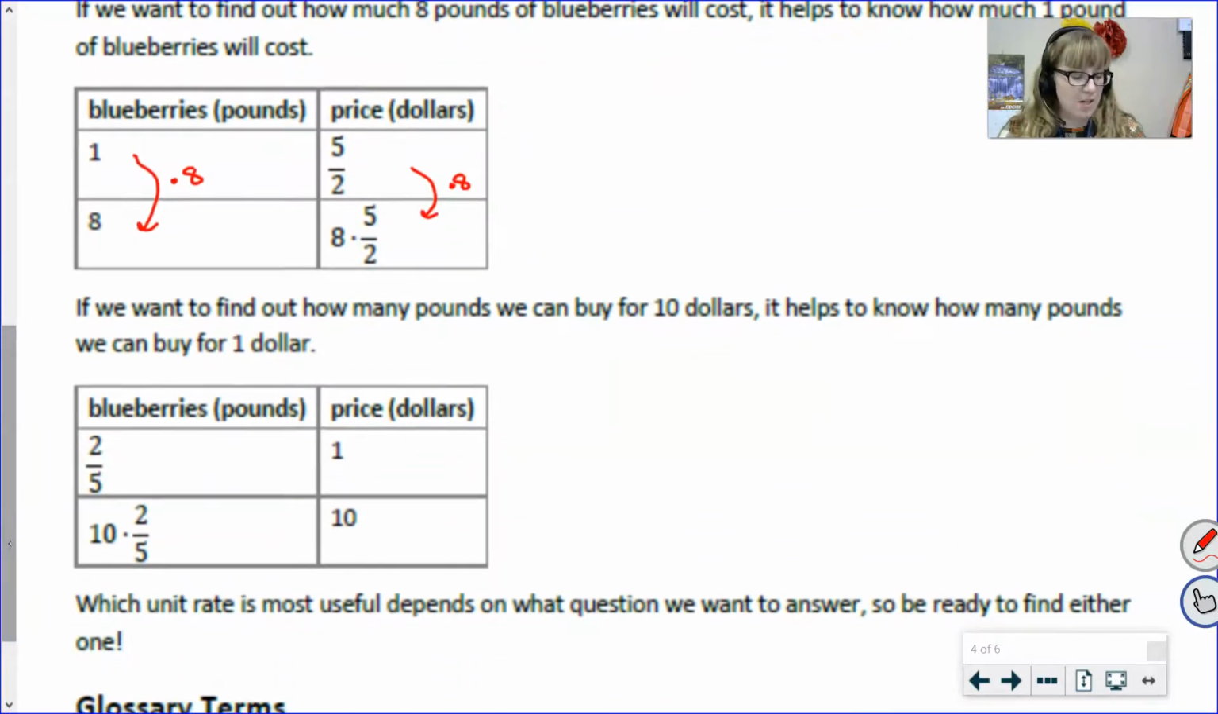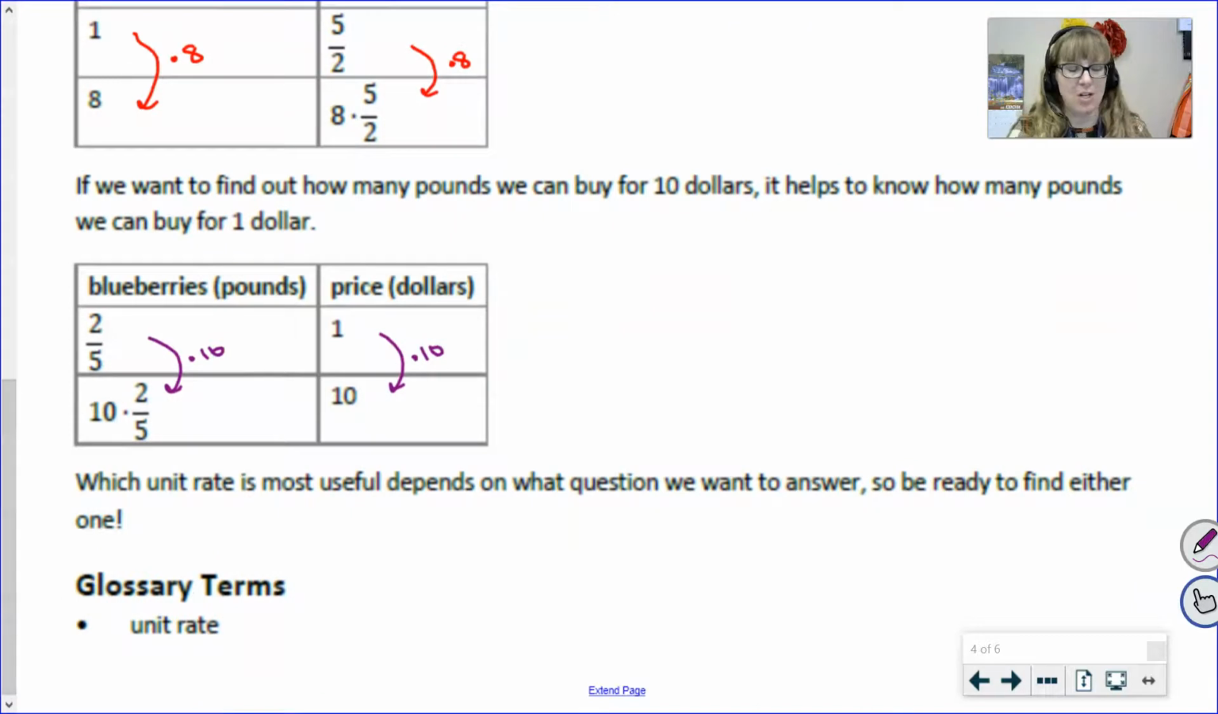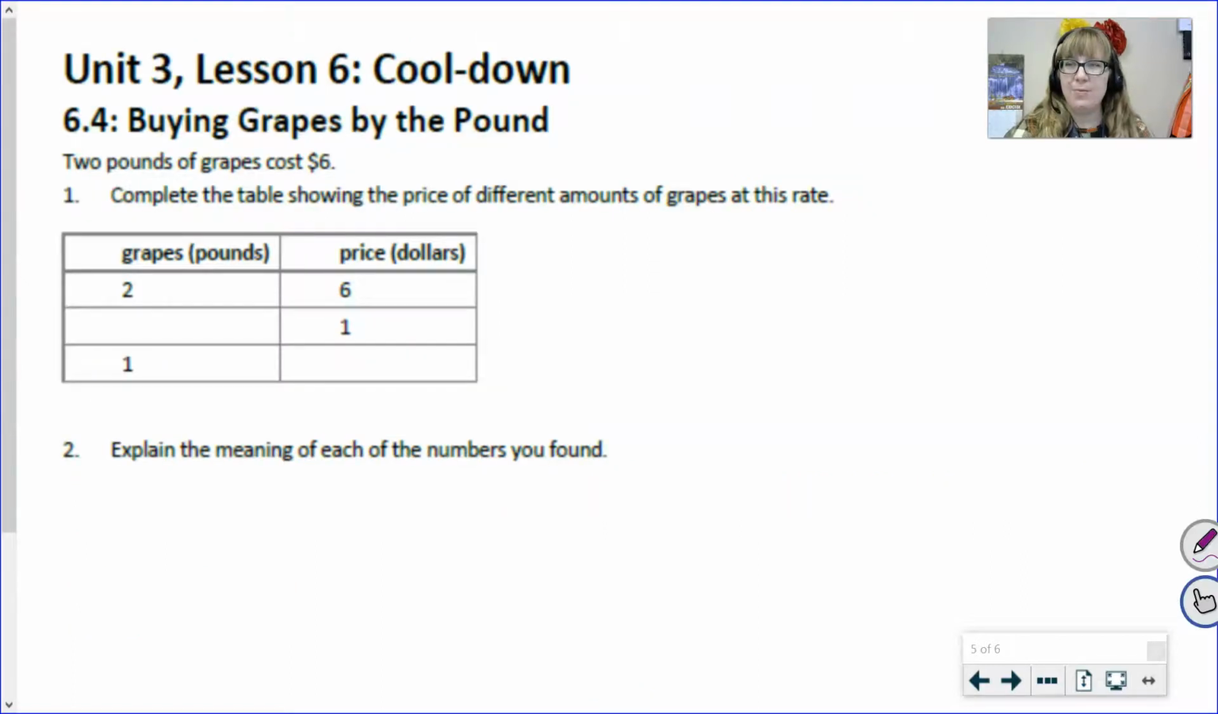And it works the other way too. How does a 1 change to a 10? We multiply by 10. So I would do the same thing with the pounds. 2/5 times 10 is that 10 times 2/5 there. So which unit rate we're trying to use depends on what kind of question we're being asked. So we're going to practice this in the coming days. But for now, let's finish up with our cool down.